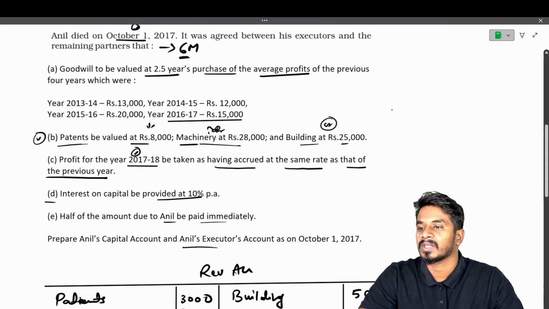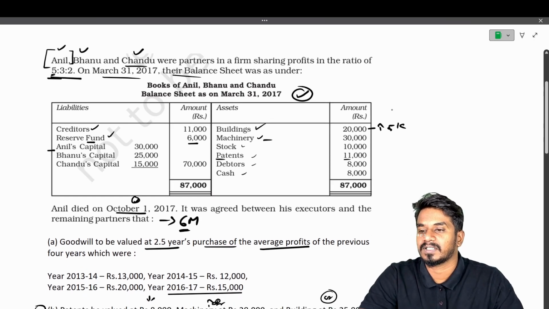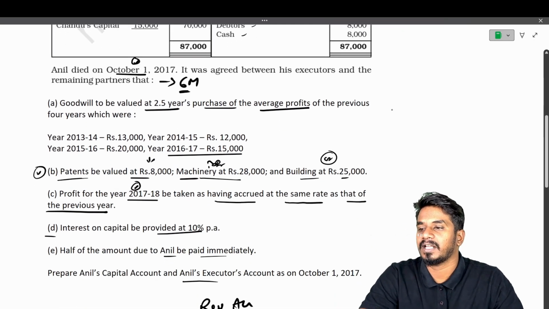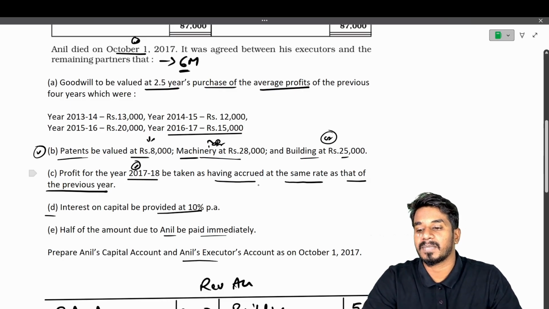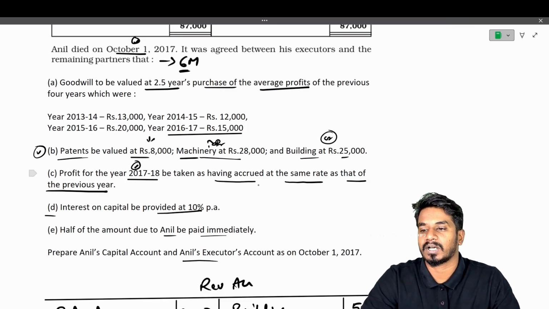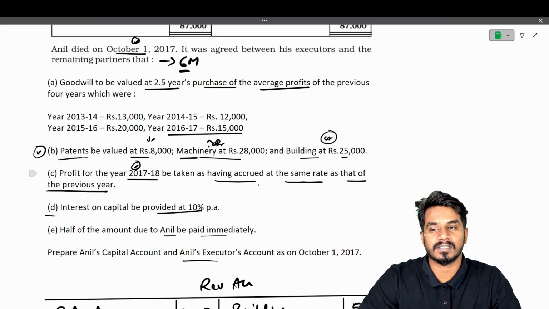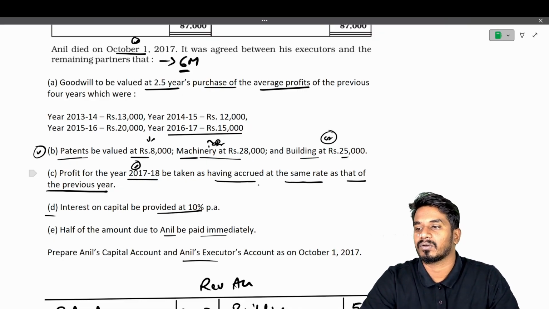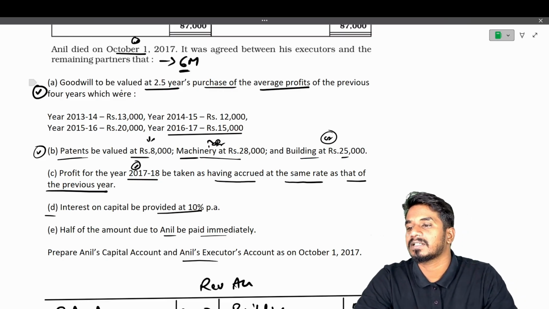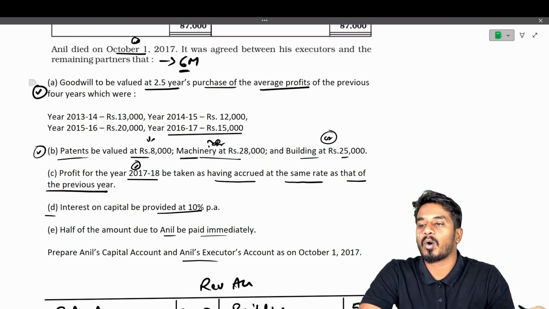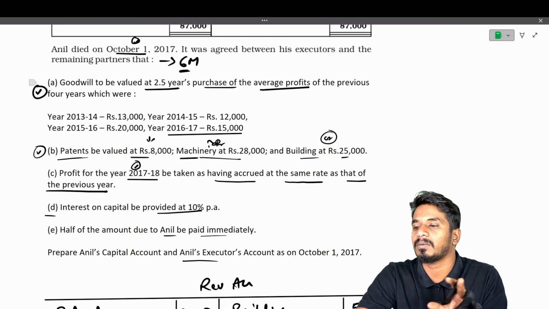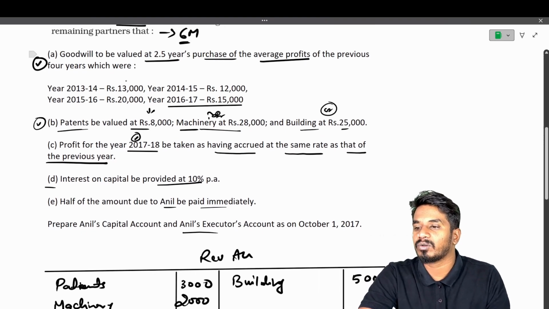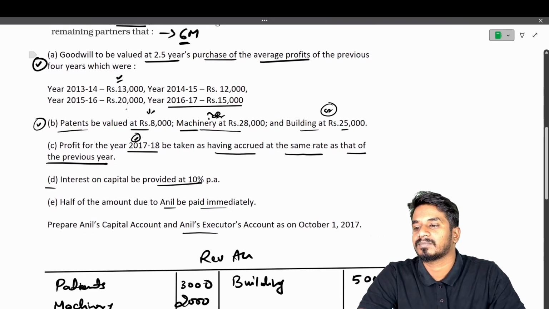Next, what we have to see after that? Nothing else is there in the balance sheet. Next, we'll go to adjustments. If we had any revaluation balance, profit or loss, we have to transfer it to the partner's capital account. That is the third thing. If nothing is there, we can go to adjustments. The first adjustment given in this question is goodwill to be valued at 2.5 years purchase of the average profits of the previous 4 years. So we have to calculate this.